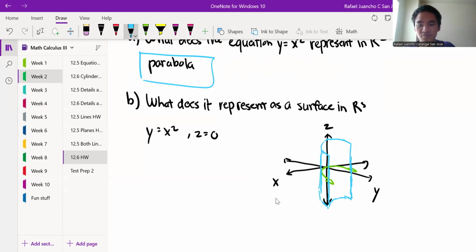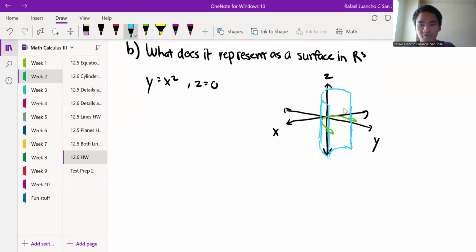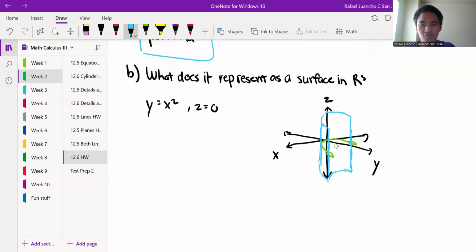So this is a parabola, but in 3D, and one of the variables is 0, so we call this a parabolic cylinder. So that's what it represents.